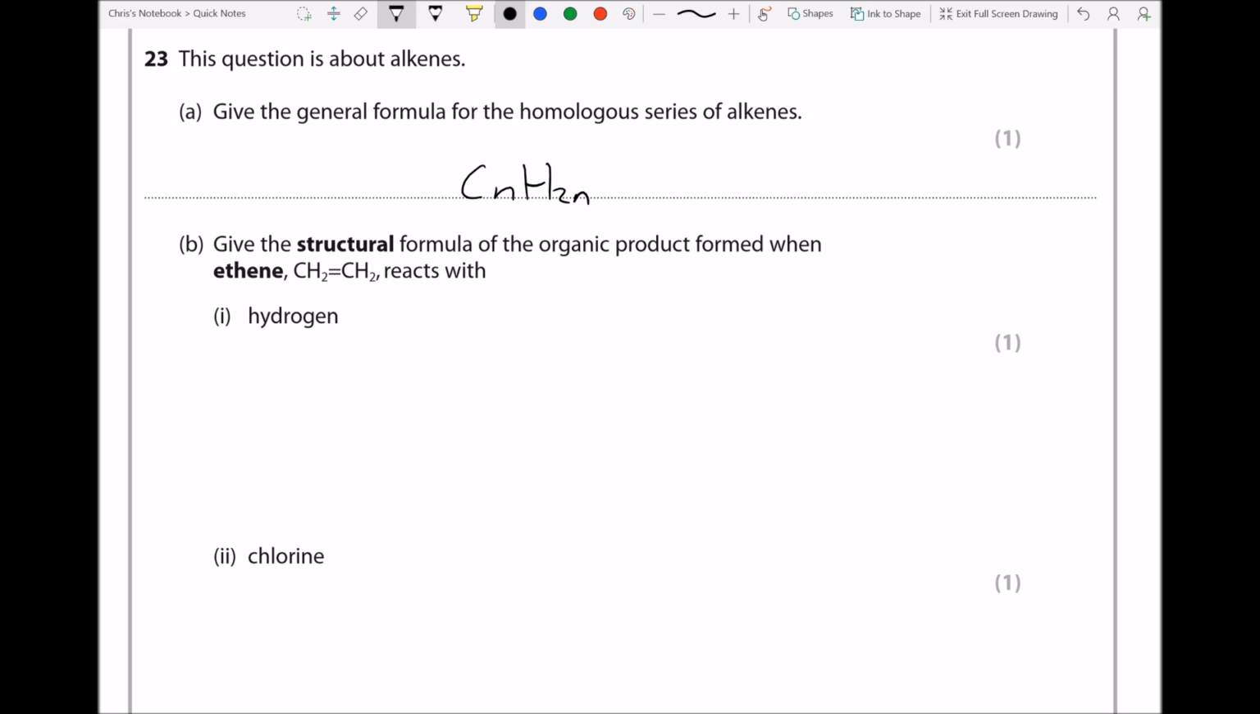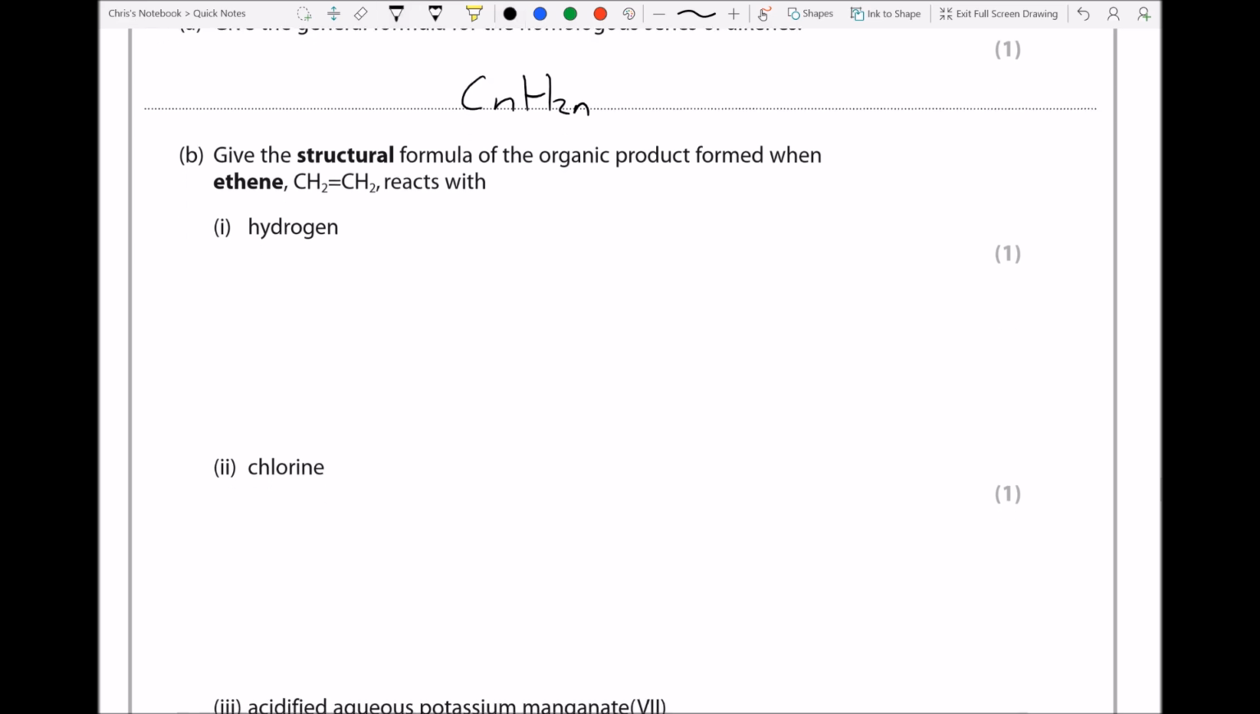Okay. Part B, give the structural formula of the organic product formed when ethene, CH2=CH2, reacts with hydrogen. Right. So when we react your alkene with hydrogen, what we're doing is adding hydrogen to the double bond. And so what we'll get is just an alkane. And now the key thing with this is structural formula. Look, if I circle that there, structural. Okay, so you've got to make sure that we're drawing a structural formula and nothing else. So the structural formula for this is going to be CH3CH3.